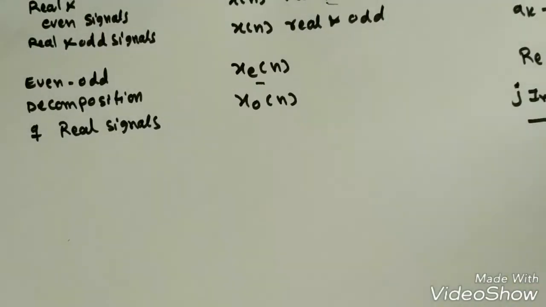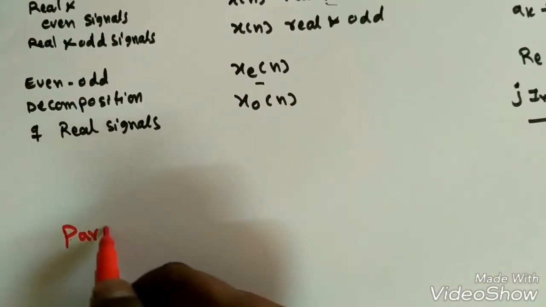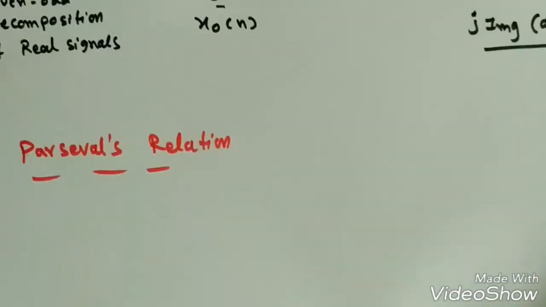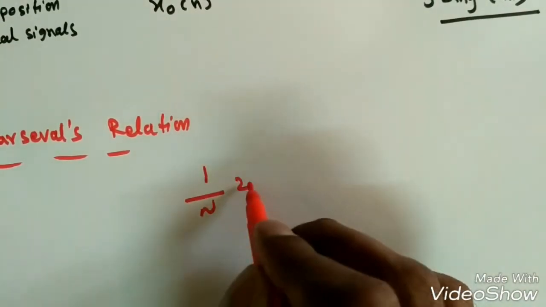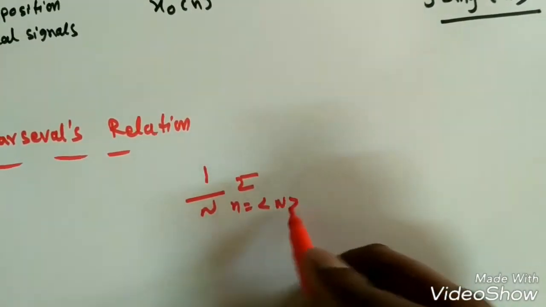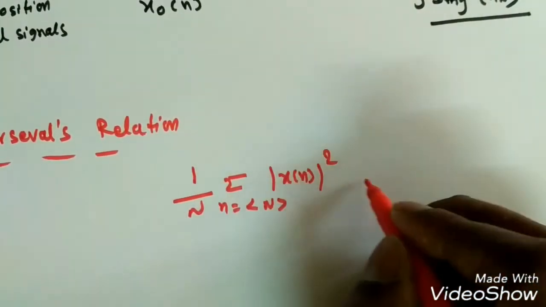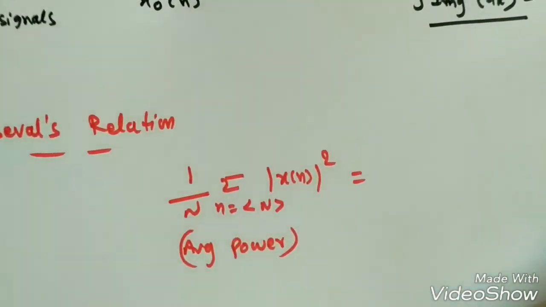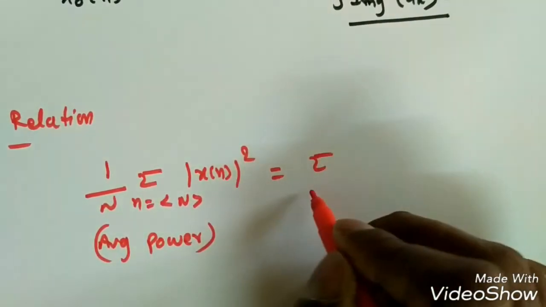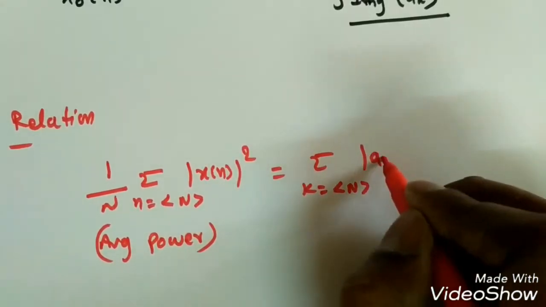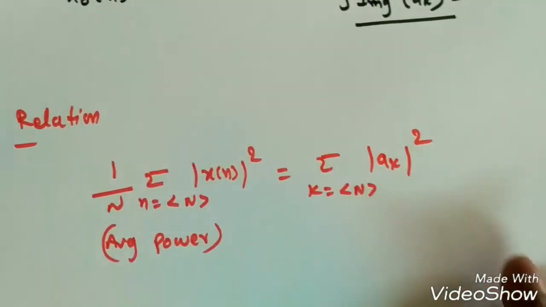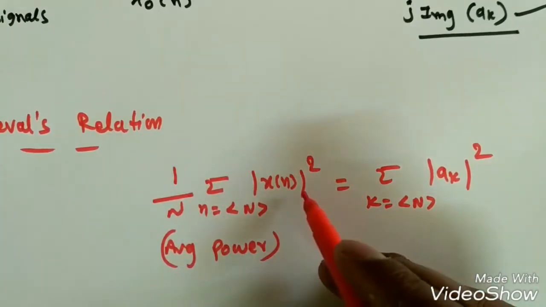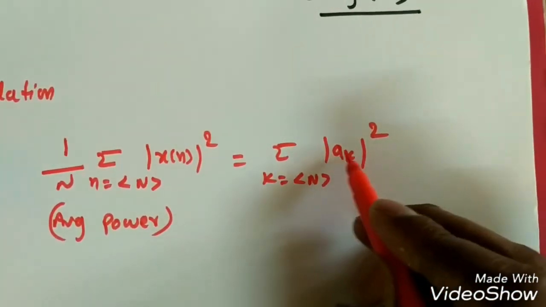Next, the final one, the Parseval relation. Parseval's relation for a discrete time periodic signal says 1 by N sigma, taken over one period, mod of x of n whole squared, is equal to the average power. If I want to find the average power of x of n, what do we need to do? If I know the coefficients from one period, then taking the summation of the squares gives the average power. Sometimes when x of n is complex, finding the average power is difficult, so we take the help of the Fourier coefficients.